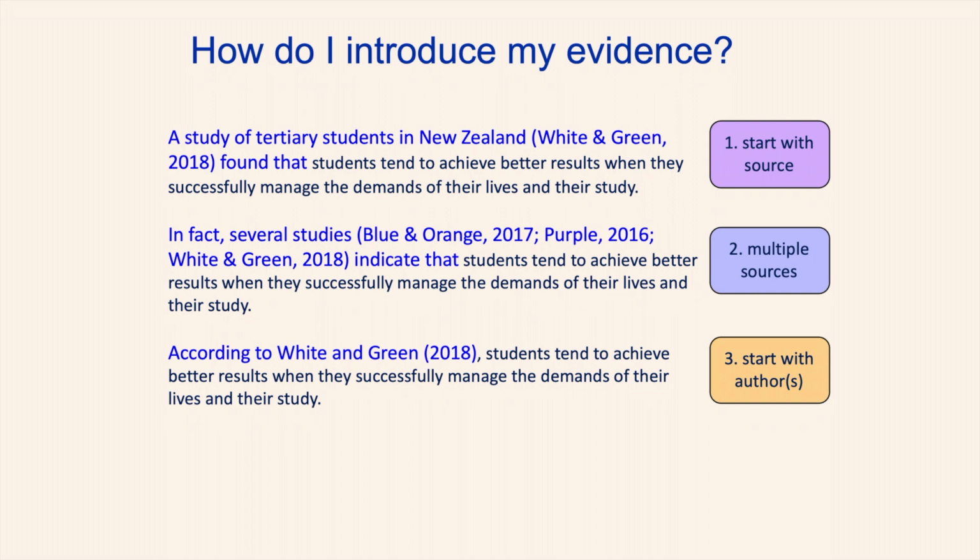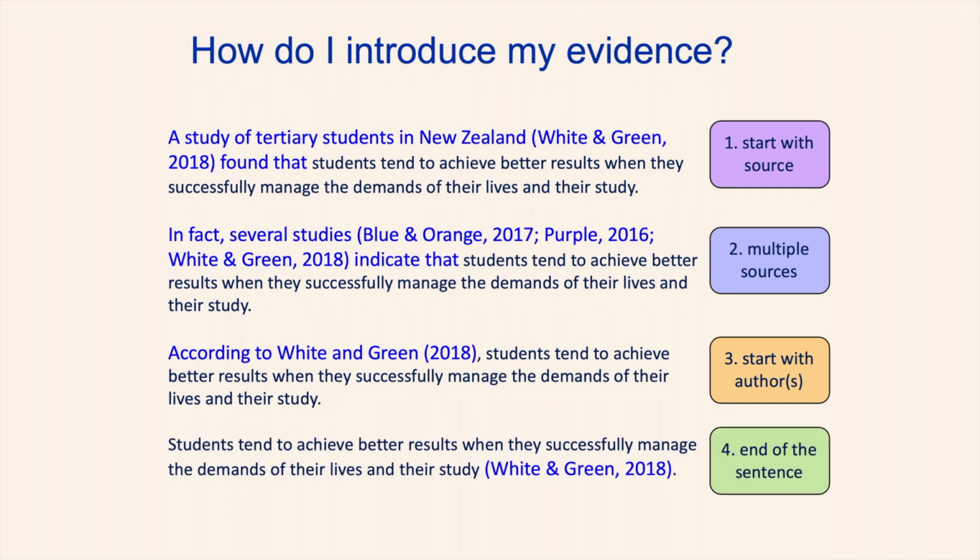Another way to introduce your source is to start with the authors. This is particularly helpful if you want to compare different authors' ideas on your topic. It also clearly shows that the ideas come from someone else and are not just your opinion. If you prefer not to include authors' names, you can simply add your citation at the end of the relevant sentence. This method is helpful when the ideas are more important than who wrote them.